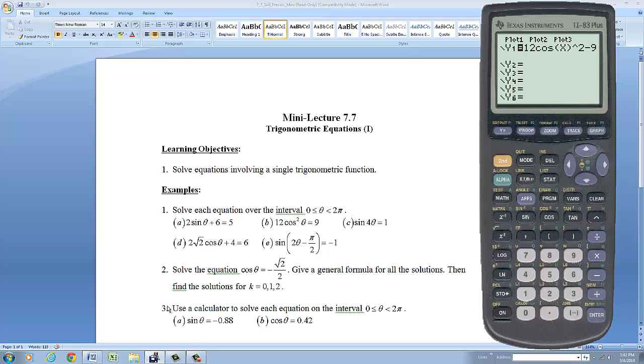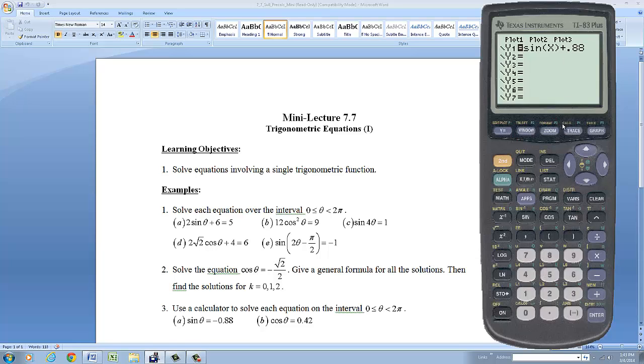Let's say number 3. This one says, use a calculator to solve each equation on the interval from 0 to 2 pi. So let's look at A. B's work the same way. So we want, again, the solution in radians, but I'm still going to do it in degrees because it's easier to work it this way. So I'm going to enter sine x, close parentheses. Again, one side has to be 0, so I got to bring this over to this side. So I'll make that plus, and then that's going to be 0.88.